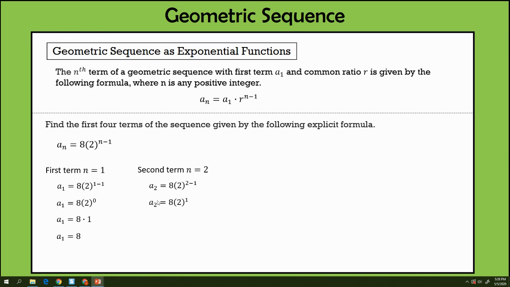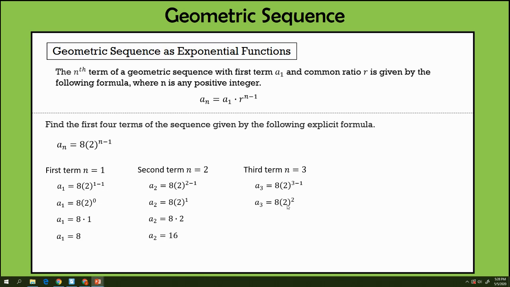Okay, so simplify it. The second term of the sequence equals 8 times 2 to the first power. 2 to the first power is 2. 8 times 2 is 16. The second term of the sequence is 16. How do we find the third term? Same process. A sub 3, the third term of the sequence, equals 8 times 2 to the 3 minus 1 power.